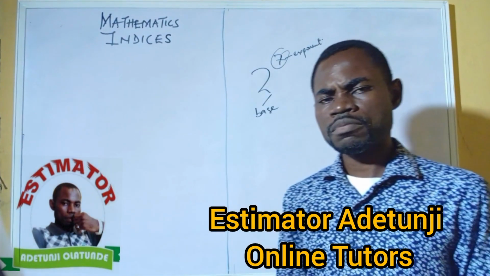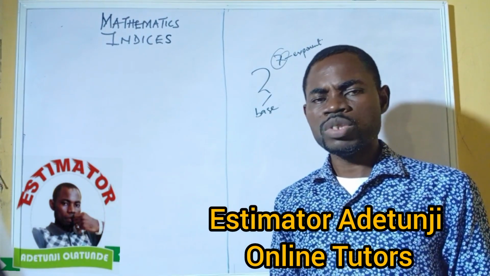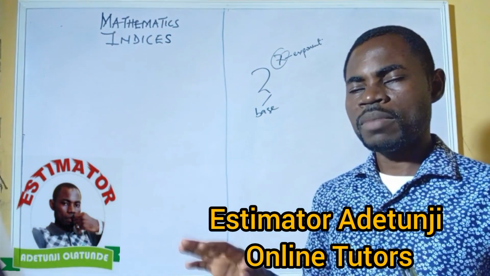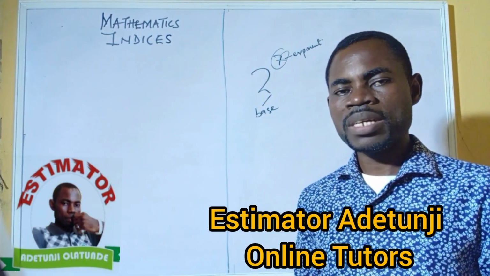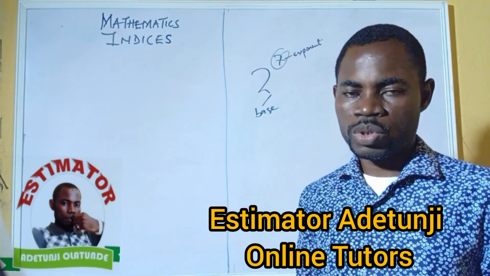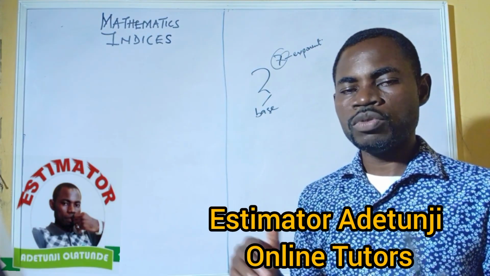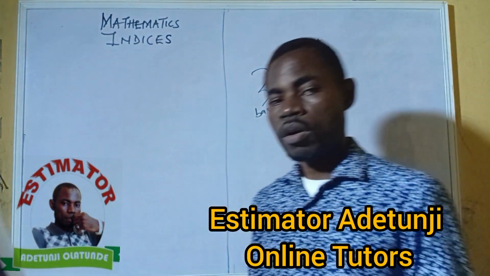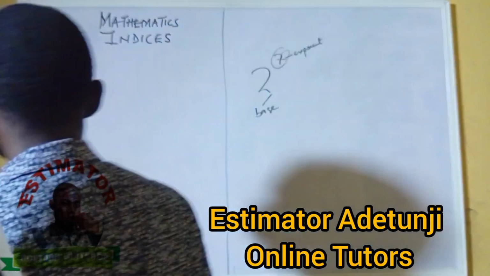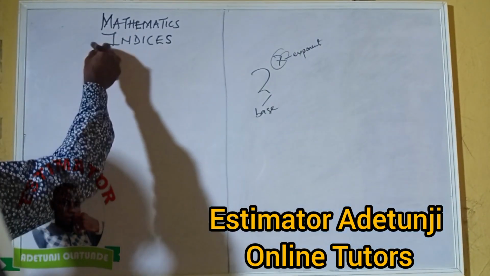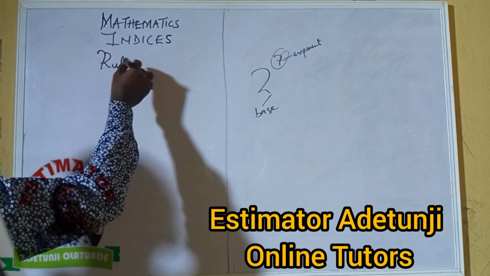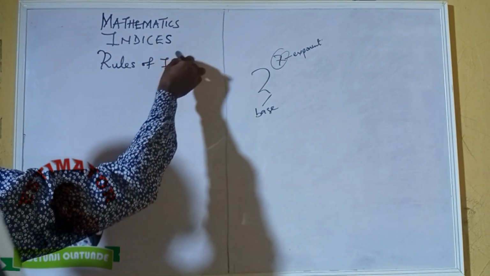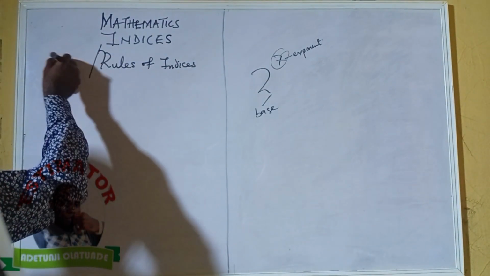Without wasting our time, what are the things we need to know about indices? Indices is a topic that is guided by rules or laws. Once you know the rules and all the laws, you are good. So without wasting time, I am going to the rules of indices. Rule, if you like call it law, we are saying the same thing.